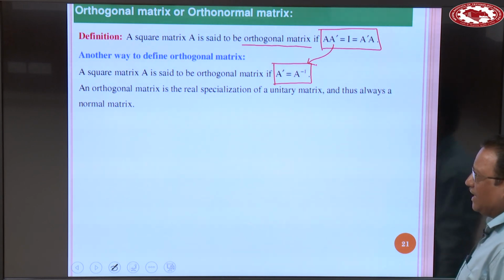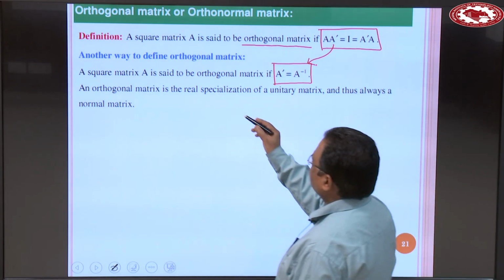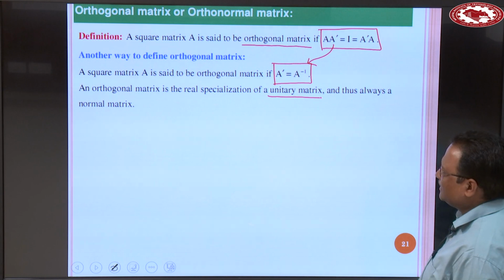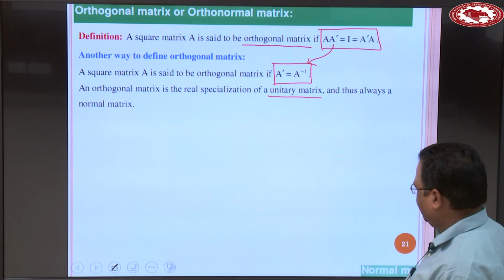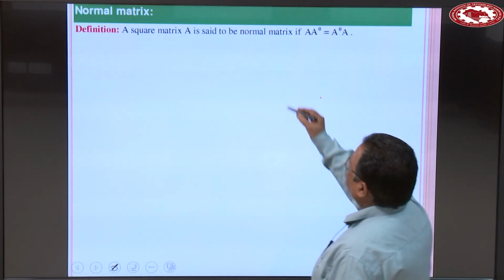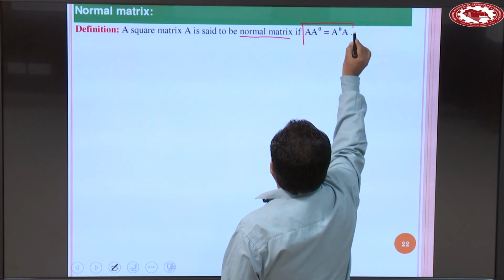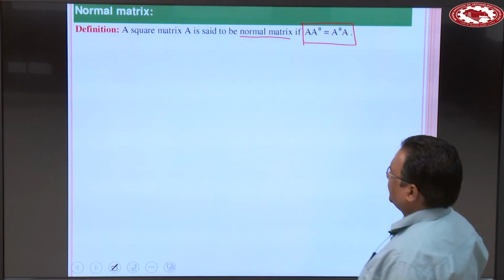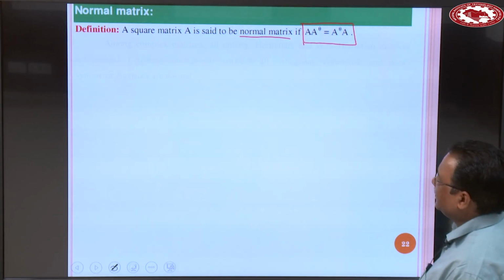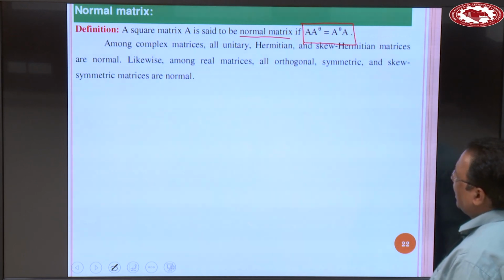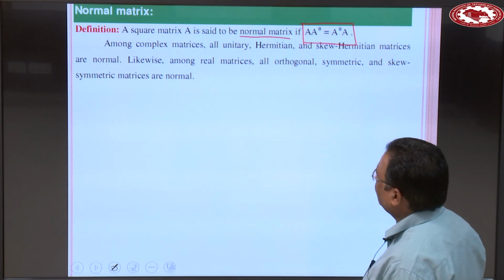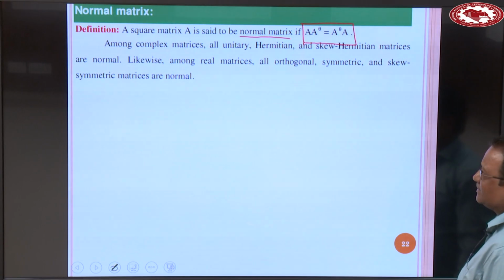An orthogonal matrix is the real specialization of a unitary matrix and thus always a normal matrix. So, what is a unitary matrix, what is a normal matrix, we will define now. What is a normal matrix? A square matrix A is said to be normal if A theta A is equal to A A theta. Among complex matrices all unitary, Hermitian and skew Hermitian matrices are normal. Likewise, among real matrices all orthogonal, symmetric and skew symmetric matrices are normal.